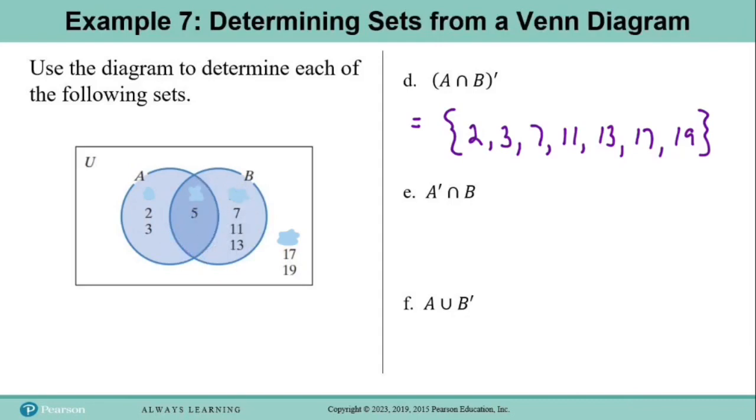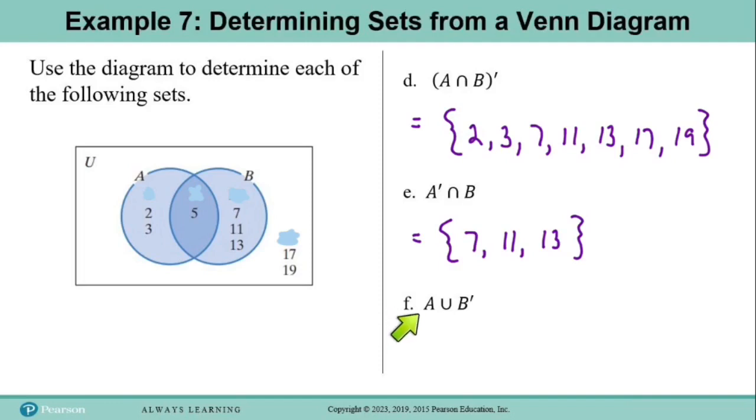Now the intersection of the complement of A and B is going to be what those two have in common. So if the complement of A is 7, 11, 13, 17, and 19, and set B is what's in this circle right here, then what they have in common is just the 7, 11, and 13. So A prime intersect B is going to be the set that contains 7, 11, and 13.